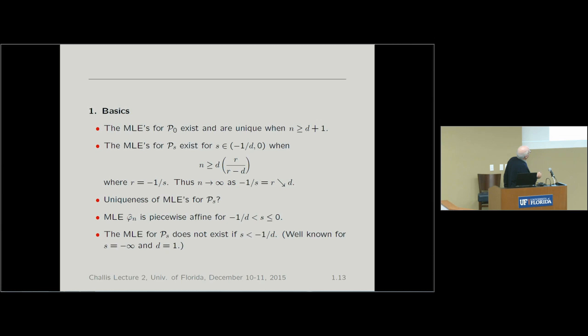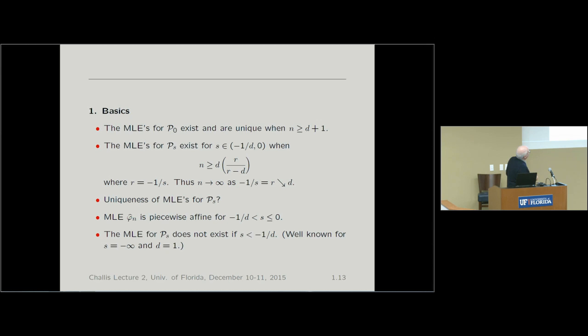Well, I don't know that I can prove uniqueness. And in fact, I think I can prove now that it's not unique. I think I have examples where it's not unique. But it is piecewise affine, so the estimate of the concave or convex function is just the minimum of a whole bunch of hyperplanes, and so it's piecewise affine.